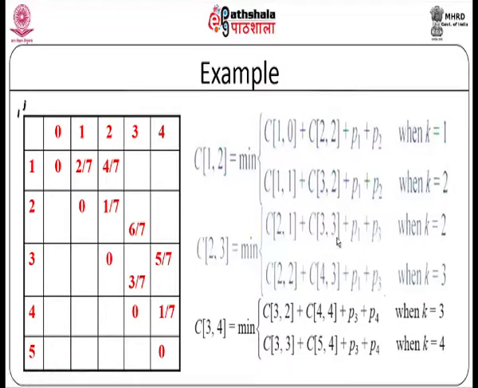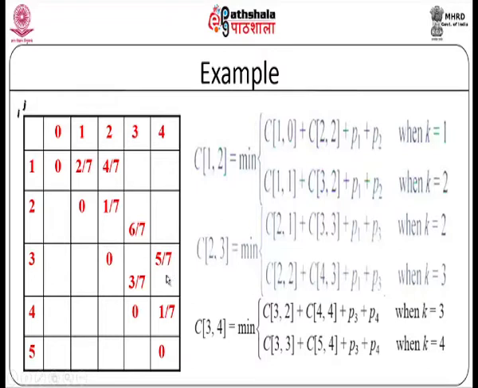Similarly, we are going to find out C of 2 comma 3 and C of 3 comma 4. What we are going to do is take the minimum of all the things, which happens to be 4 divided by 7, here you have 6 divided by 7, and here you have 5 divided by 7. Using this we can find out this particular diagonal.